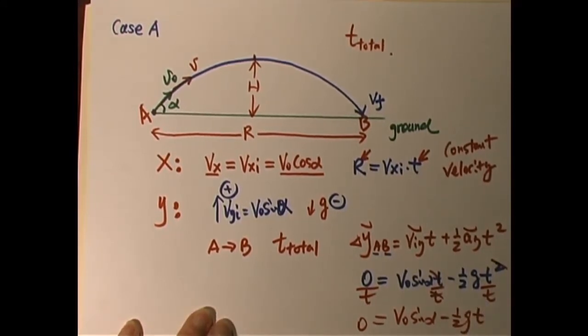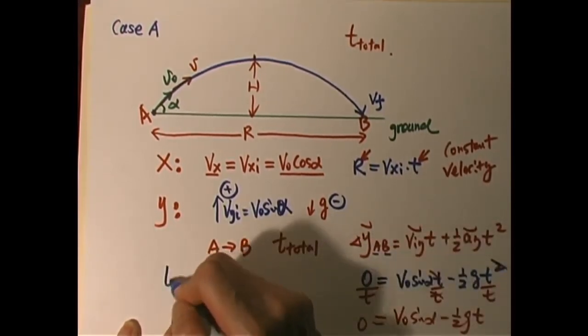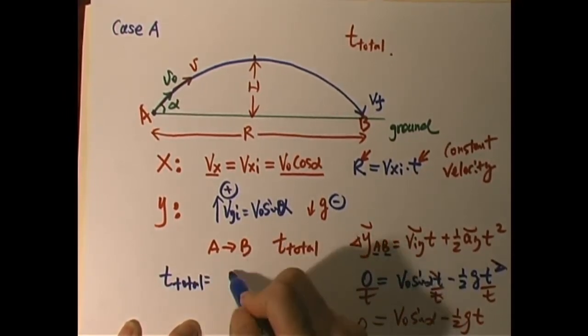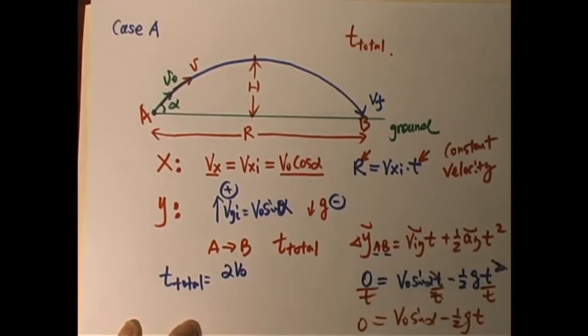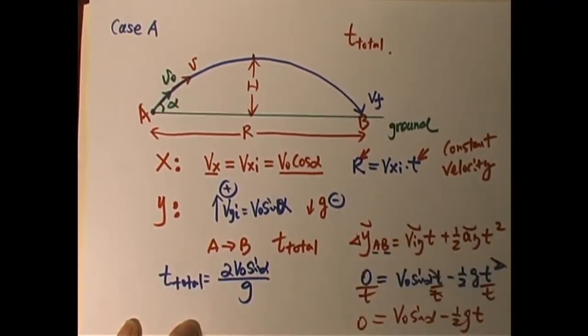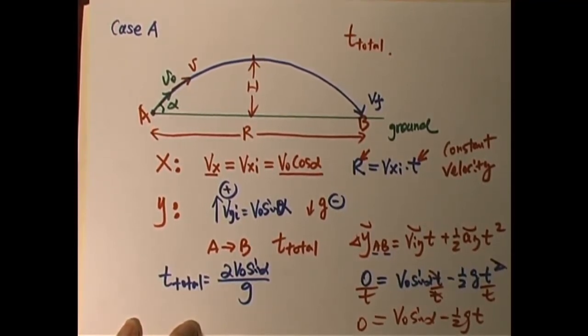So now we solve for our t total. Our t total is twice V0 sine alpha divided by g. Again, the time up is V0 sine alpha over g, and the time down is V0 sine alpha over g. That's exactly true if you trace back to chapter 2's problem. So, we solved the total time.